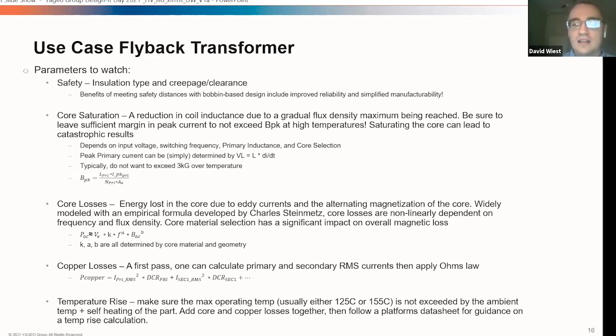High leakage inductance can lead to lossy snubbers or radiated emissions problems. So a very important thing to watch. And again, the temperature rise of a given platform. So the losses are important to manage, and it's important to make sure that the ambient temperature plus the self-heating of the part, again, usually with guidance from the datasheet, doesn't exceed the maximum operating temperature.